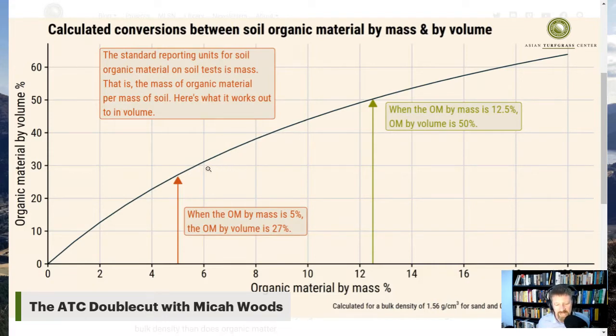And when we convert that to volume, now expressing that as the volume of organic matter per the volume of soil, it now goes up to 27%. The reason for this big difference, which may not be intuitive at first, is the different bulk density between organic material and sand. Now, sand has a bulk density of about 1.5 grams per cubic centimeter.